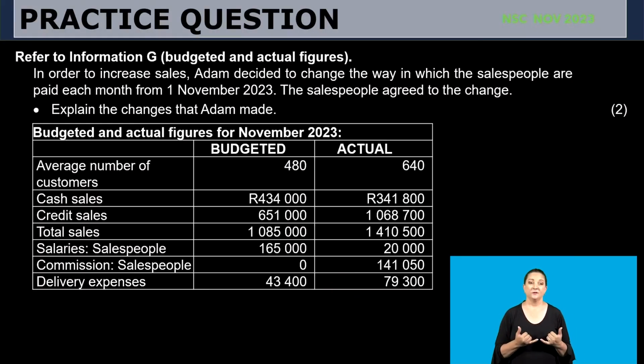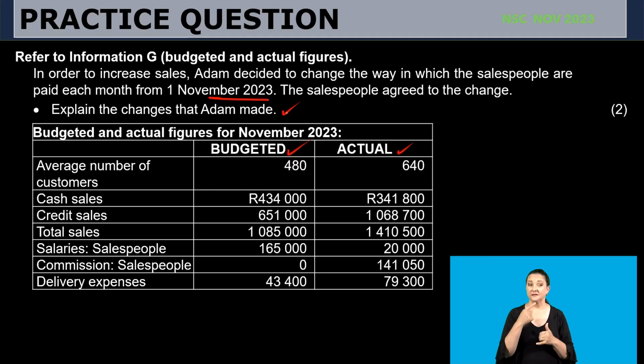And it reads, refer to information G, that is the budgeted and the actual. In order to increase sales, Adam decided to change the way in which the salespeople are being paid each month from November 2023. The salespeople agreed to the change, explain the changes that Adam made.